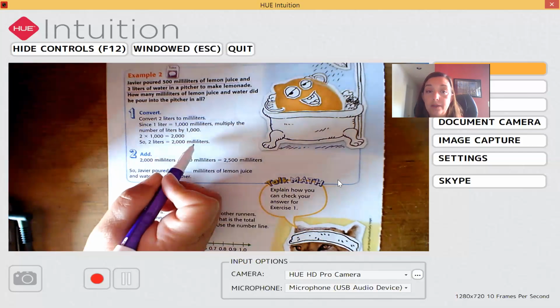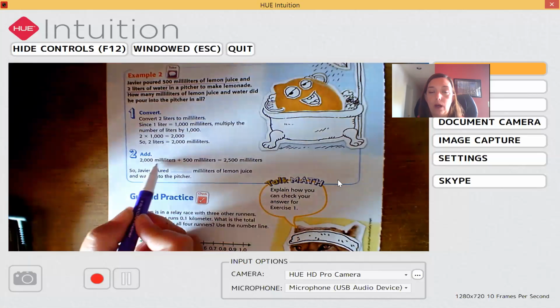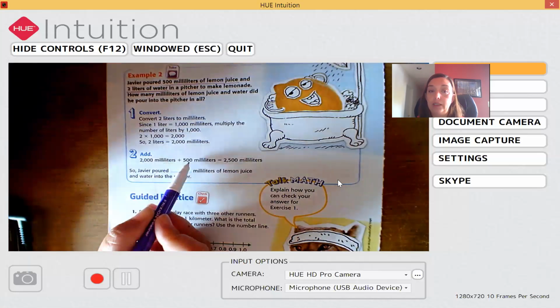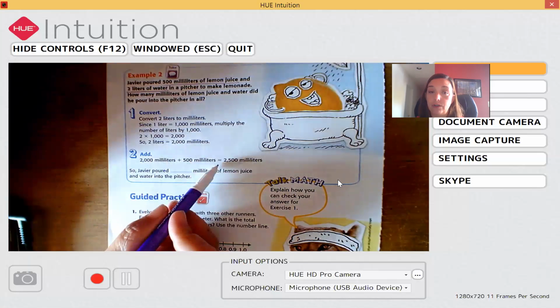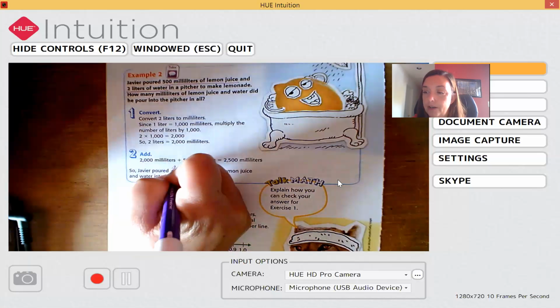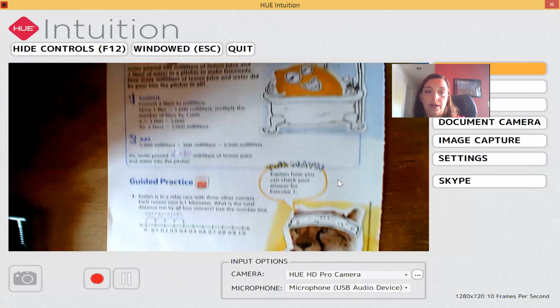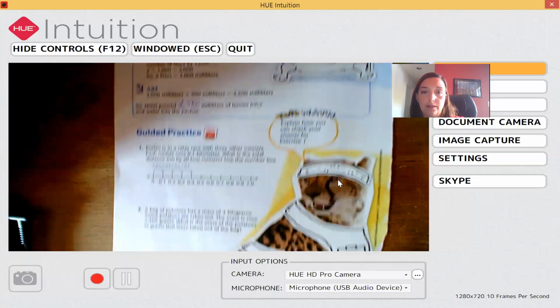He used 2,000 milliliters of water, but we can't forget that he also used 500 milliliters of lemon juice. So if we take the 2,000 milliliters of water plus 500 milliliters of lemon juice, that comes out to 2,500 milliliters altogether. So Javier poured 2,500 milliliters of lemon juice and water into the pitcher. All right, number 1 in guided practice.